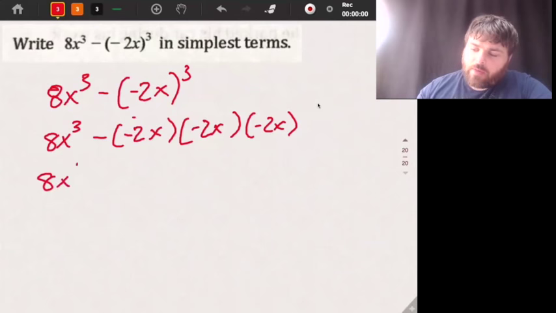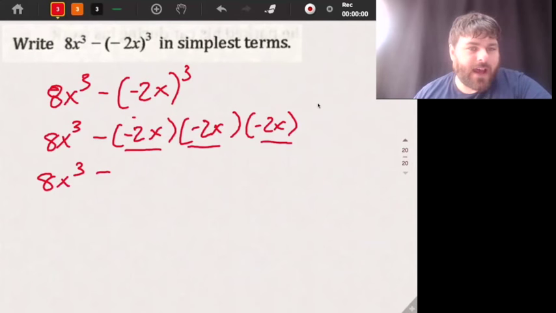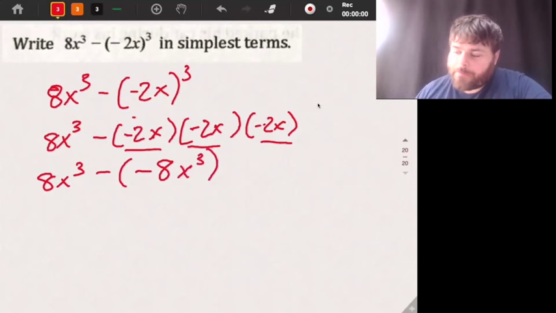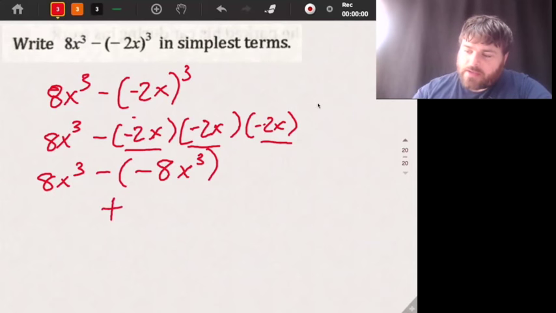When I do that, I still have my minus sign here, but these 3 things multiply the signs first. So negative times negative times negative, that's a negative. 2 times 2 times 2, that's 8. x times x times x, that's x to the third power. Okay, now I see double signs here. I see a minus and a minus that are right basically next to each other. So I want to go ahead and combine those as a plus, right? This negative and this negative combine to make a plus. So when you subtract a negative, you're really adding.